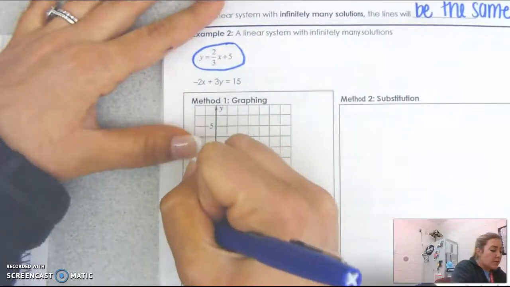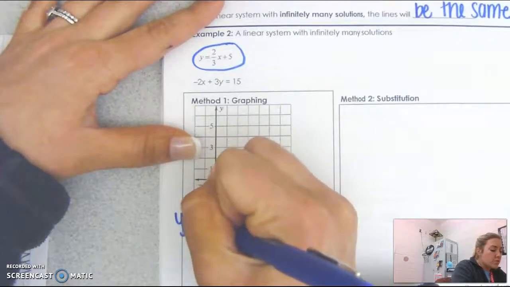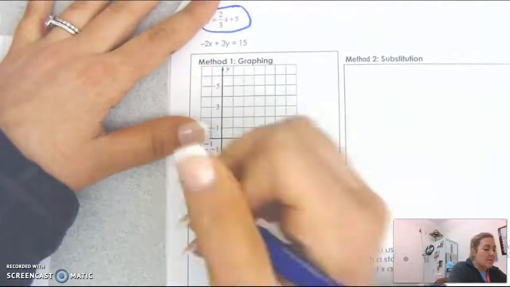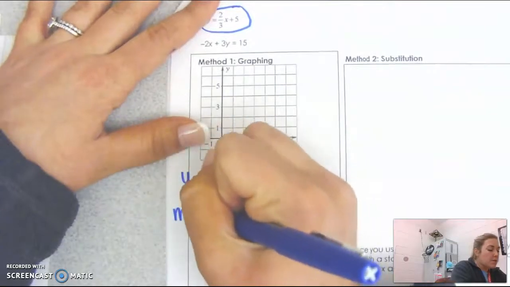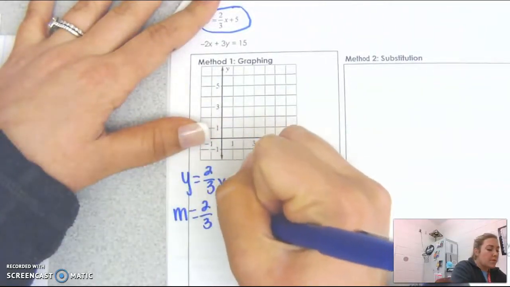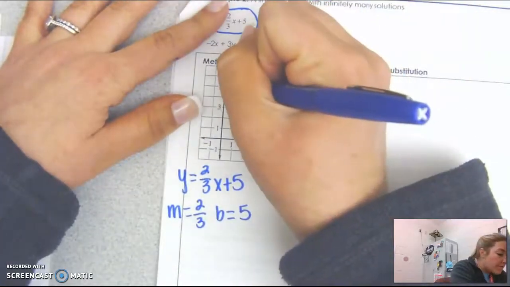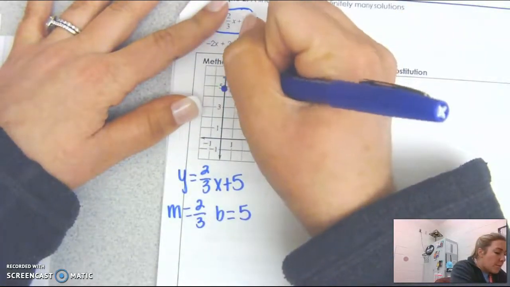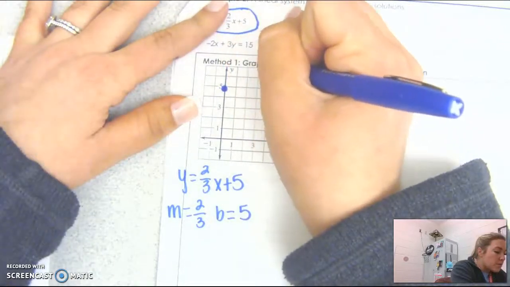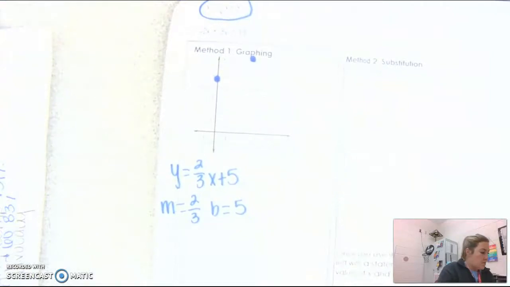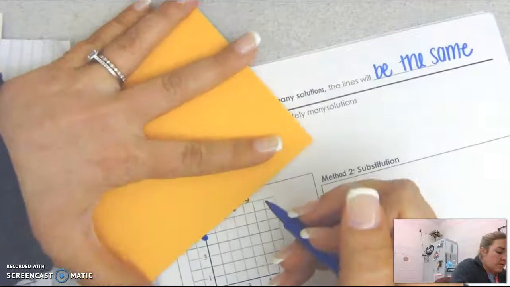I have my first equation, and I'm going to write it: y equals 2/3 x plus 5. I want to state what my m and b are. So my m is 2/3, my b is 5. I am going to put a point at 5, and I go up 2, right 3. That's my first line. It's kind of short on this graph.